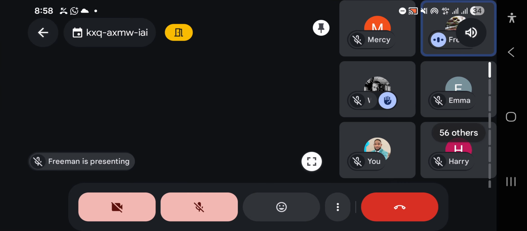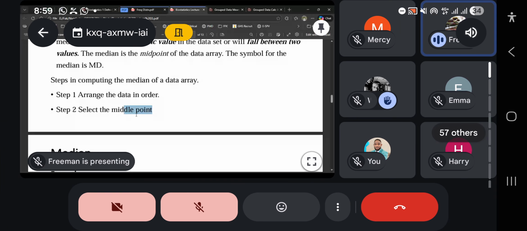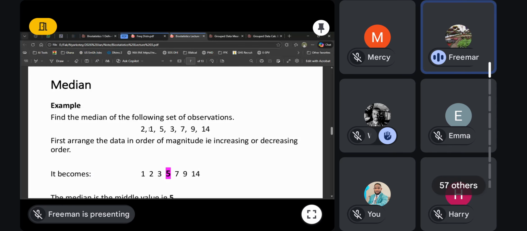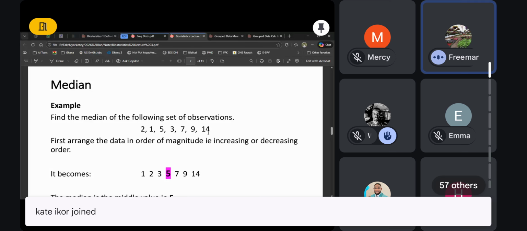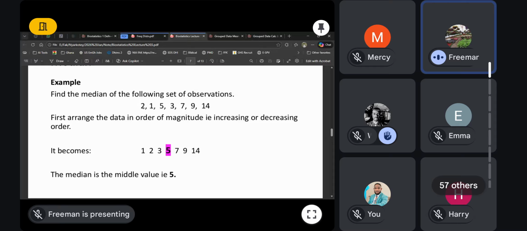But the question is, when you have a large set of data, are you going to be counting? Fine, you can do that. But that whole process of looking for the number at the middle can also be done in another way. Now, find the median of the following numbers: 2, 1, 5, 3, 7, 9, 14. The first step is to arrange in order of magnitude. When you arrange the same numbers from the smallest to the biggest, we are seeing 5 at the middle.